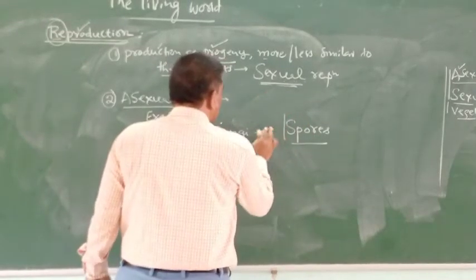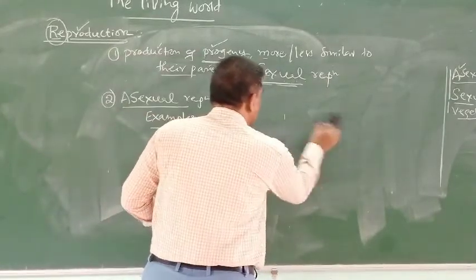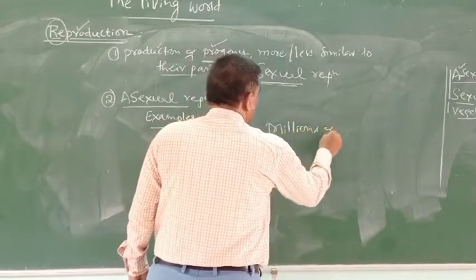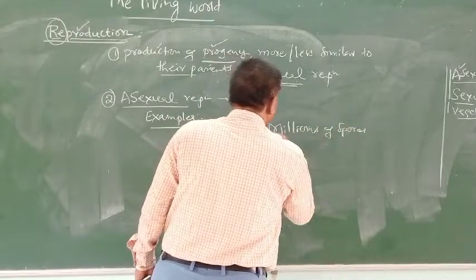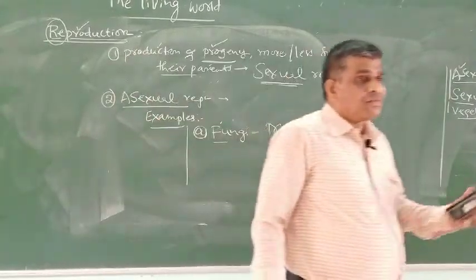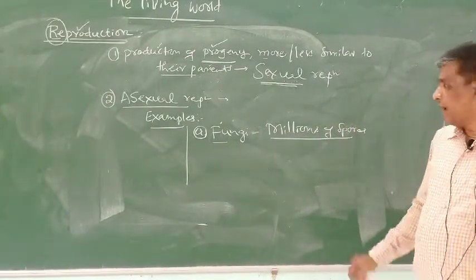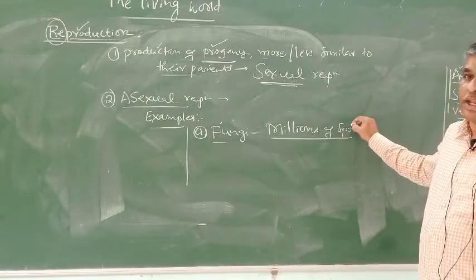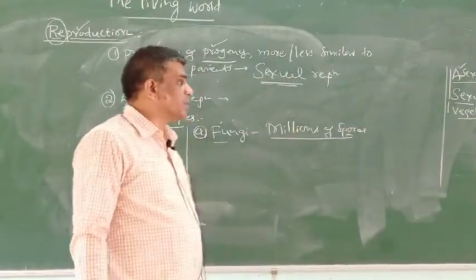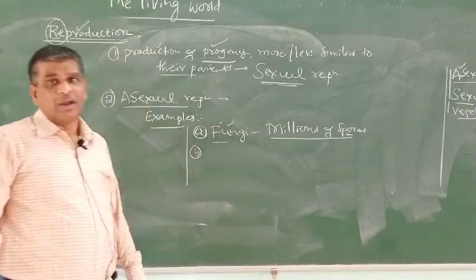Here it produces a large number of spores, millions of spores. Fungi reproduces by the formation of millions of spores. Just imagine that organism reproducing by the formation of millions of spores. Because of that, it spreads everywhere. Since fungi produces a large number of spores, and spores are the asexual reproductive units, this is one way of asexual reproduction in fungi.